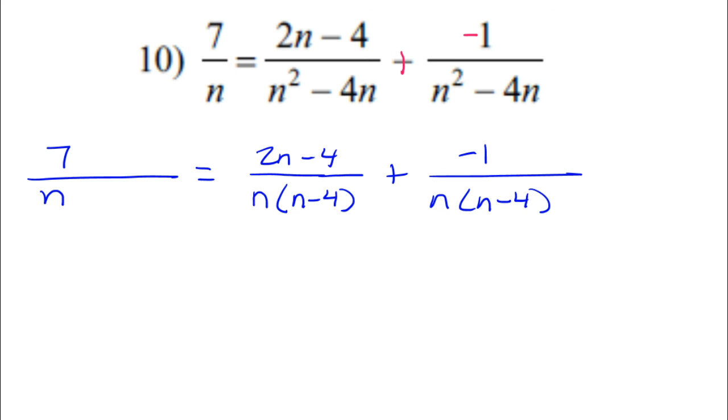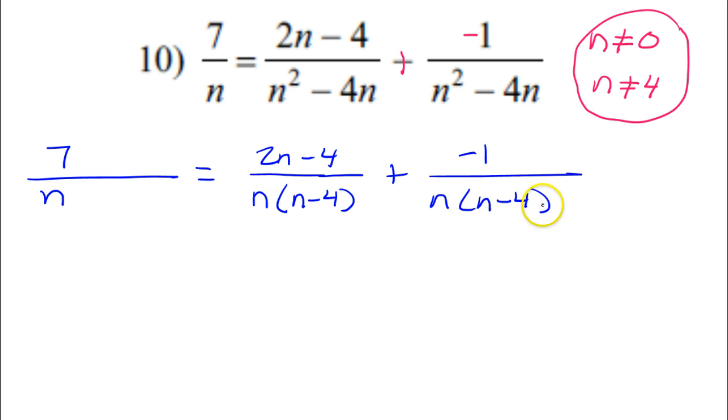So let's make the denominators the same. But hey, first let's say the excluded values. Because of the n, n cannot equal 0, can't divide by 0. Because of the n minus 4, n cannot equal positive 4. So these are my excluded values. Alright, what was I doing? Oh yeah, I was making the denominators the same.